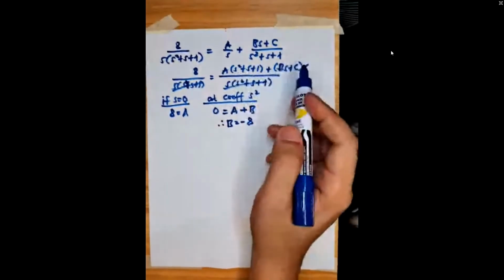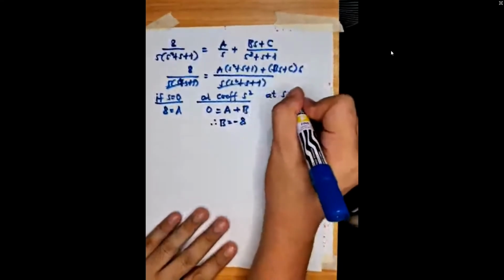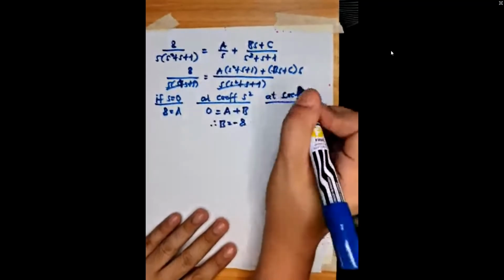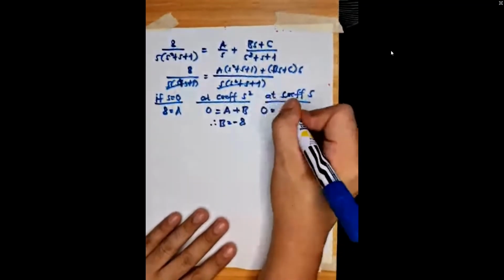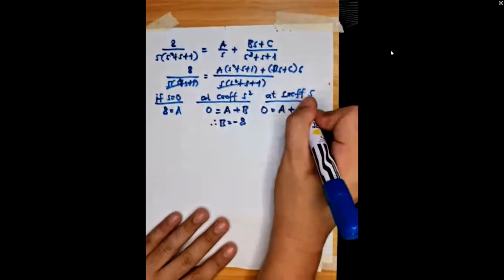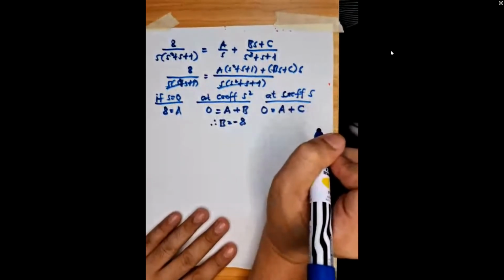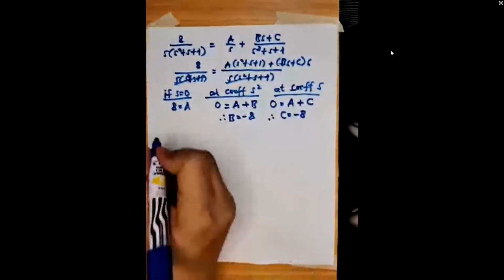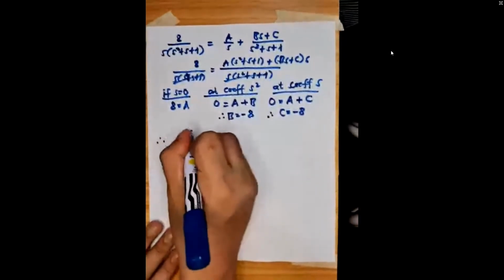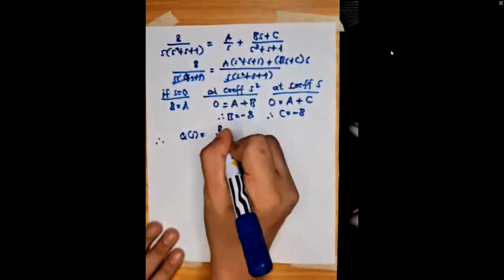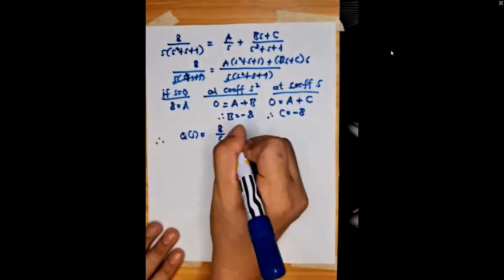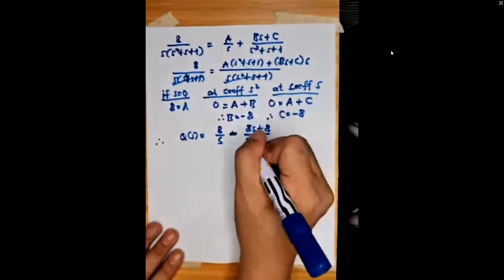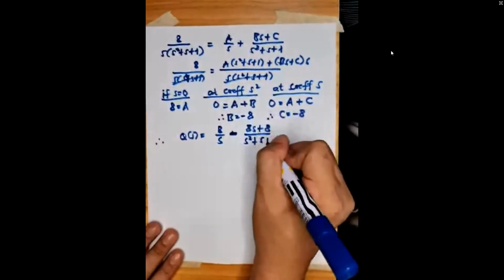S squared. Ayan. If at s, coefficient of s, so we'll have 0 is equal to a plus c. So therefore, c is also negative 8. So therefore, ang q of s natin is equal to 8 over s minus 8s plus 8 over s squared plus s plus 1.